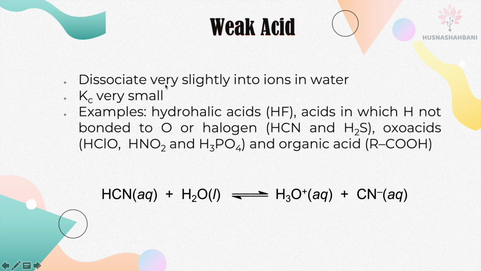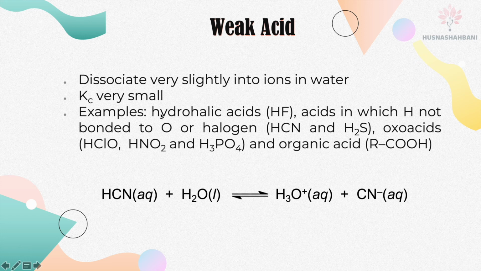Weak acid dissociates very slightly into ions in water, means not all HCN will be converted to H3O+ and CN-. Only a very small amount of HCN will be converted to H3O+ and CN-. Means this product concentration will be very small. We know that Kc expression is product over reactant. When the concentration of the products is very small, so Kc will be very small.